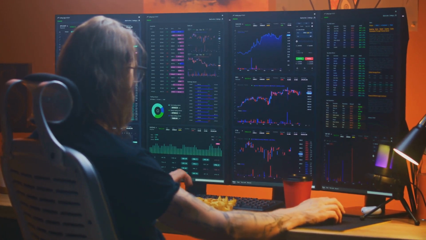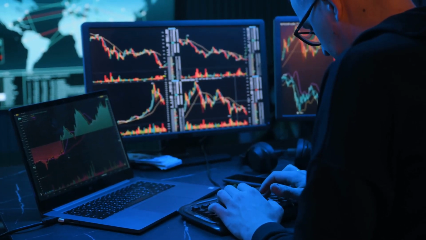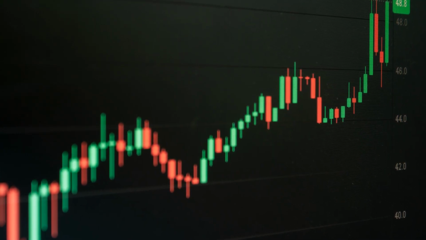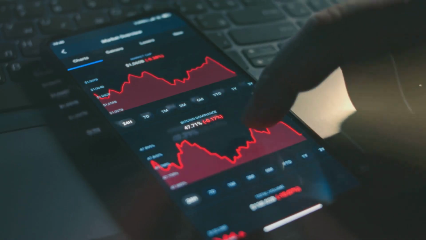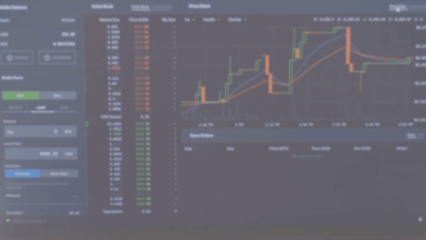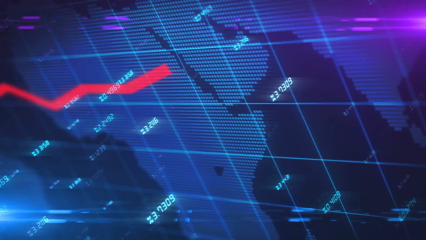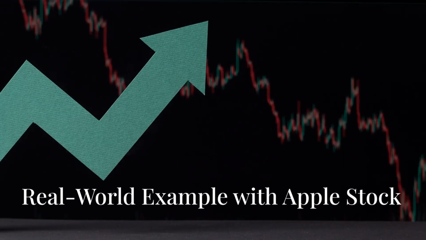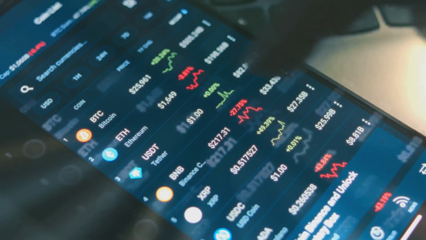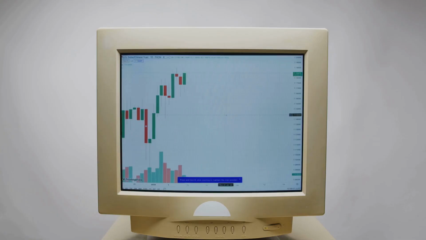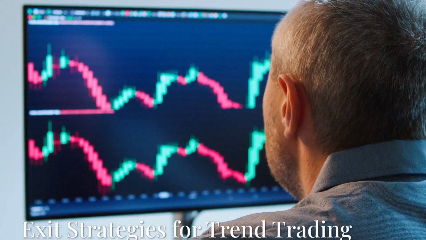Once you've identified a trend, how do you actually enter a trade? Common entry methods include breakouts, entering when price breaks above a resistance level in an uptrend or below a support level in a downtrend. Pullbacks, entering on a temporary dip in an uptrend or bounce in a downtrend, often near moving averages. And trendline bounces, where the price touches a trend line and continues in the original direction. Imagine Apple stock is in a strong uptrend, and price pulls back to the 50-day moving average. A bounce off this level with confirmation from volume and momentum indicators could offer a high probability long entry.